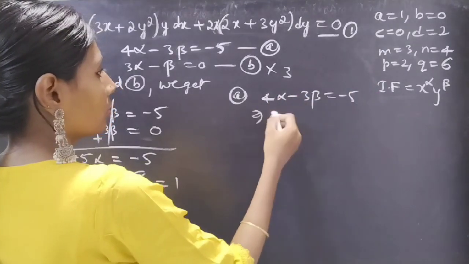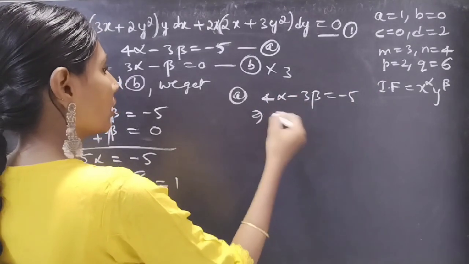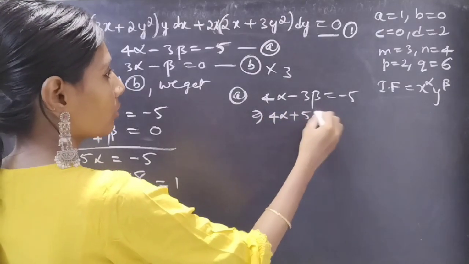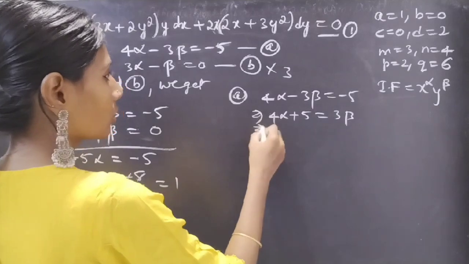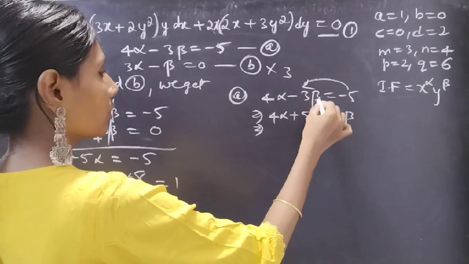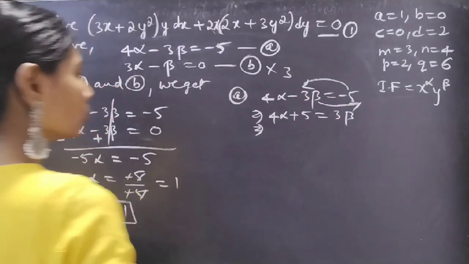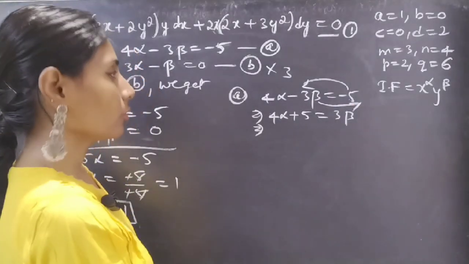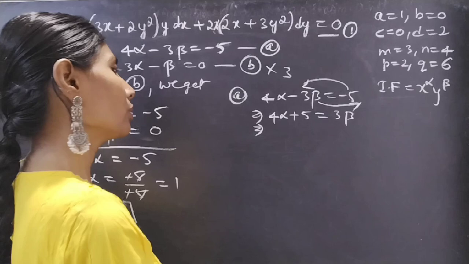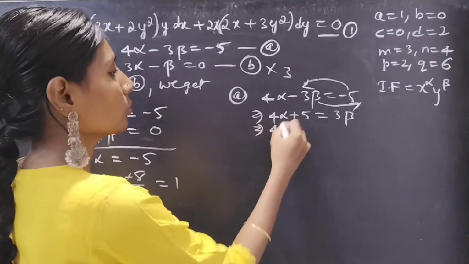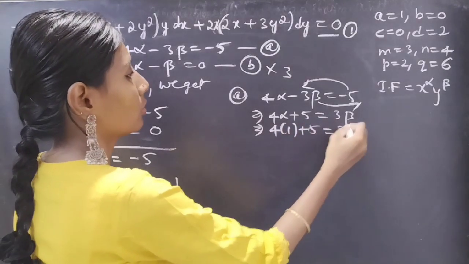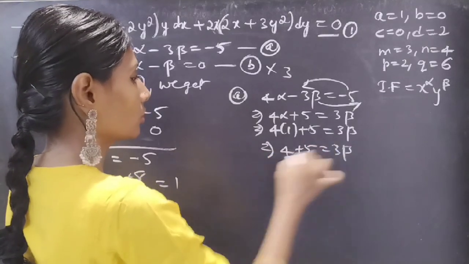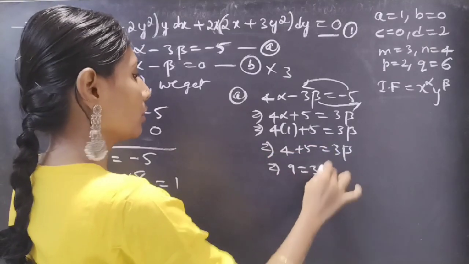Or you can just write this as 4 alpha plus 5 equal to 3 beta. We'll just bring minus 5 to LHS and take minus 3 beta to RHS, then you'll get this. Now put alpha equal to 1. We'll get 4 plus 5 equal to 3 beta, which gives us 9 equal to 3 beta.